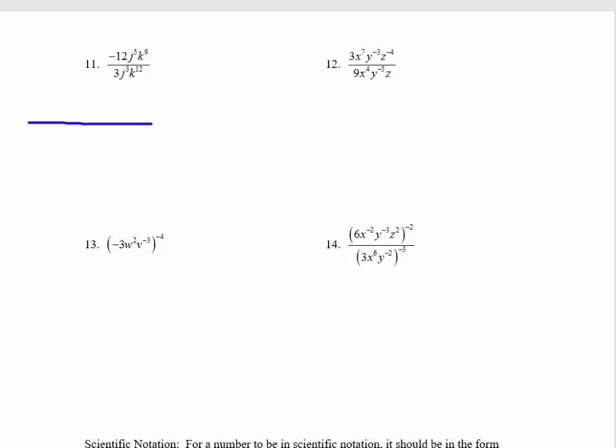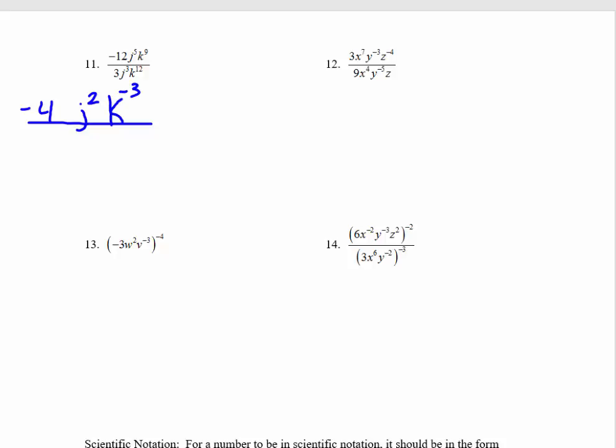The negative 12 does not move. It's not a negative exponent. We just divide negative 12 by 3. Negative 12 divided by 3 is just 4. Now when we're dividing, we subtract our exponents. So 5 minus 3 is 2. And when we're subtracting with the k's, we get 9 minus 12, which is negative 3.